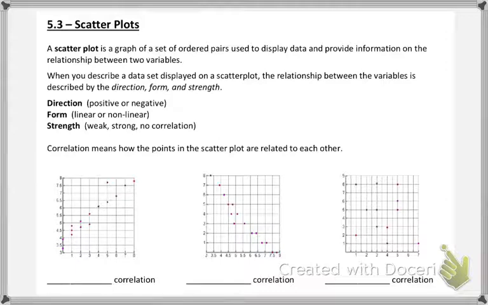And so in this section, we're going to look at something called scatter plots, which is a graph of a set of ordered pairs that is used to display and provide information on the relationship between two variables that we want to compare. So it's a graph for us to collect and display data. For example, if I want to compare and see if there's a relationship between the number of hours that I study versus my test score, then I would collect that data as ordered pairs, and then I would graph it and see if there's a relationship.